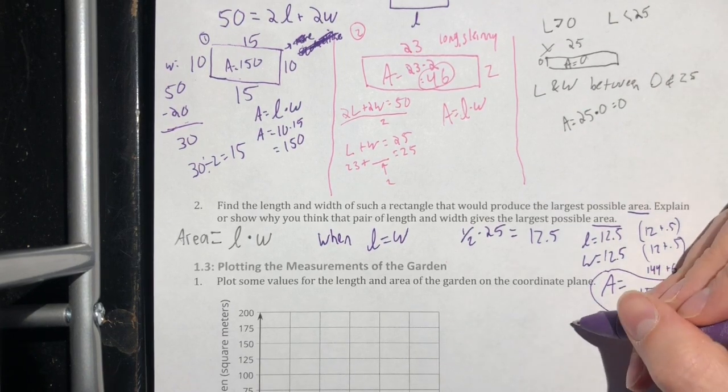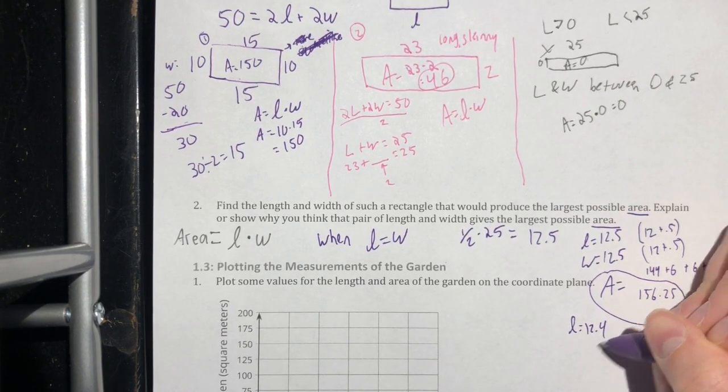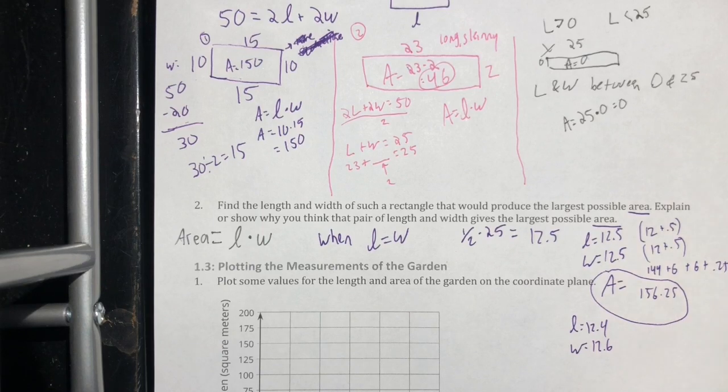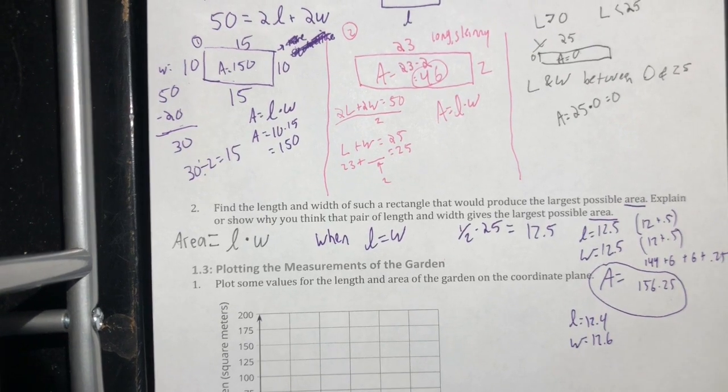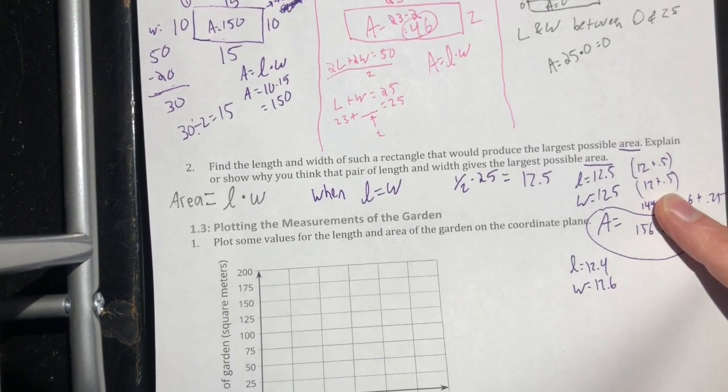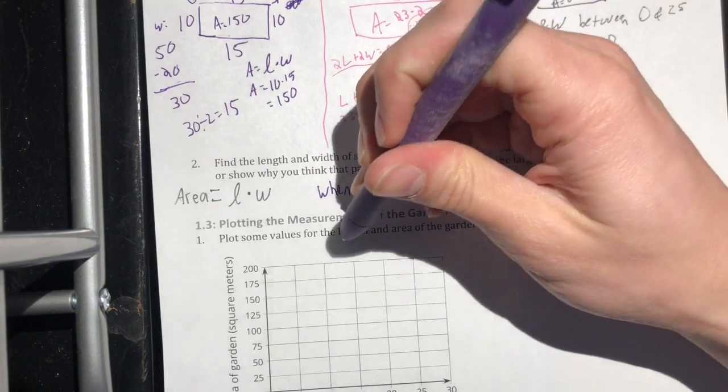So that was pretty close to the biggest, but this is really going to be our biggest. And if you try anything else, if you try like length equals 12.4 and width equals 12.6, you'll find that the area is a little bit smaller than that. So we're going to now try to plot some values for length and area.